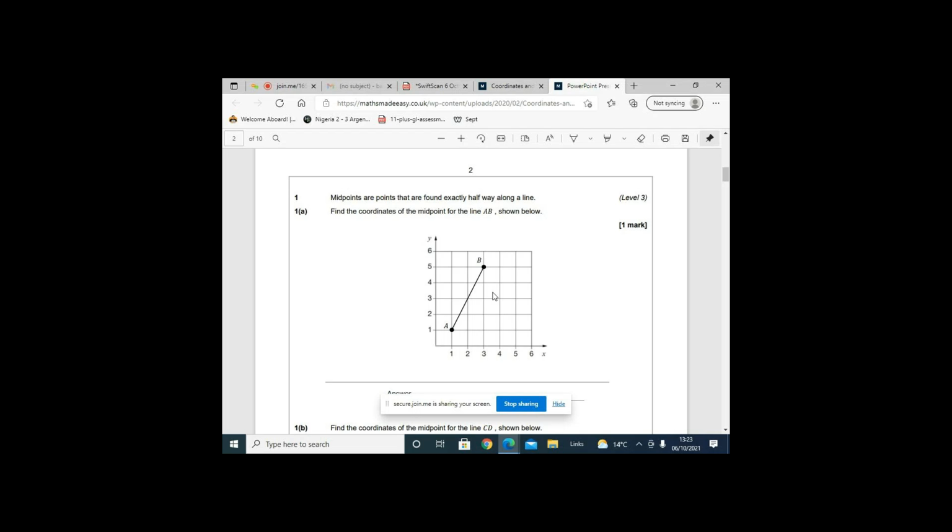So would it be 2, 2, 3? 2, 3, yeah. So what you just need to do is this. This is 2. This is the midpoint between the two of them.